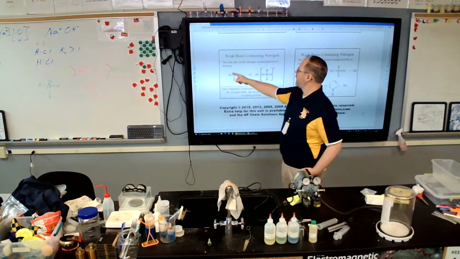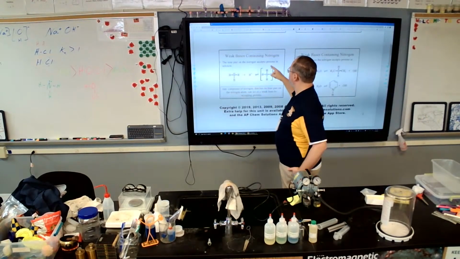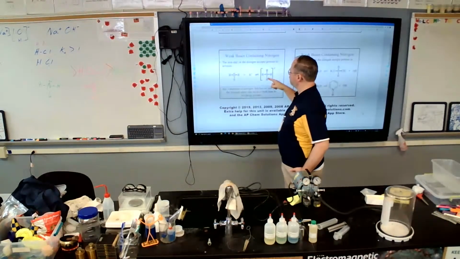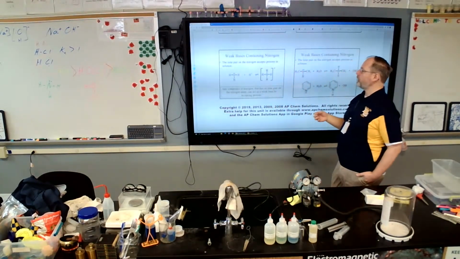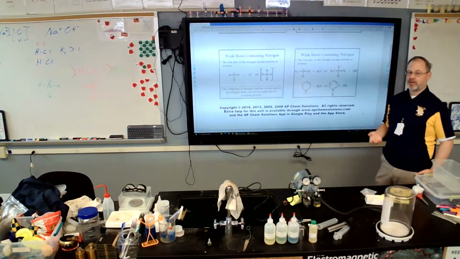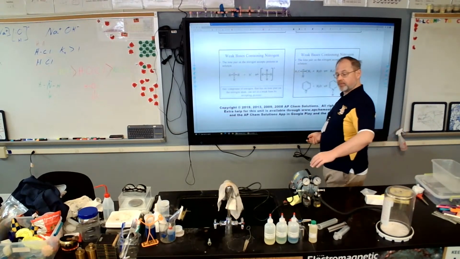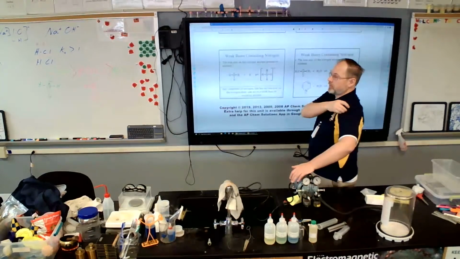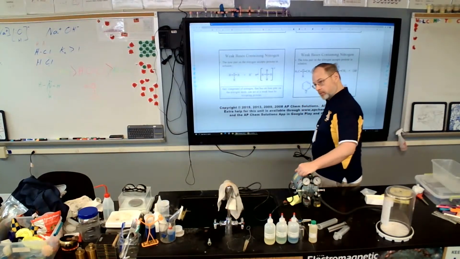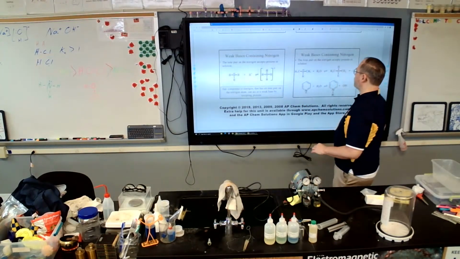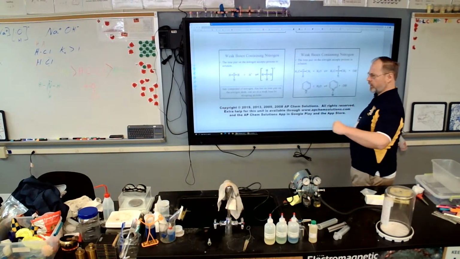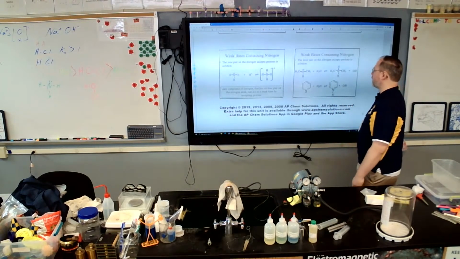So this is a weak base, NH3. This is its conjugate acid. Okay. So anything that has a lone pair can act as a base, but the AP restricts its understanding to nitrous bases. Nitrous as an adjective, not as an ion. Okay.